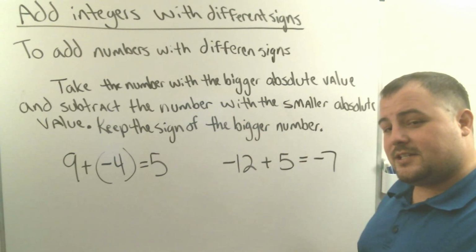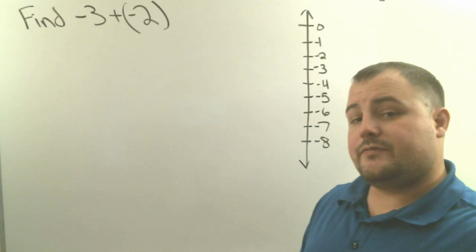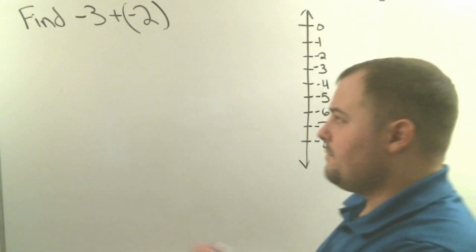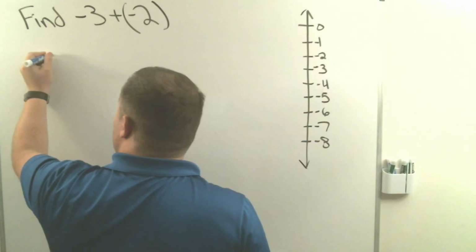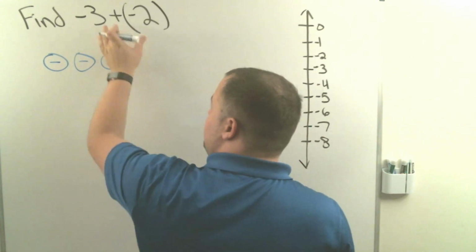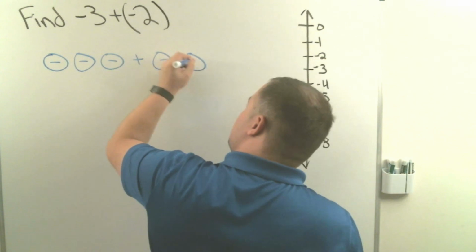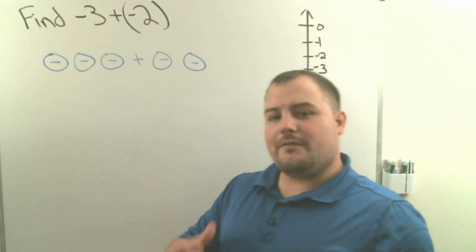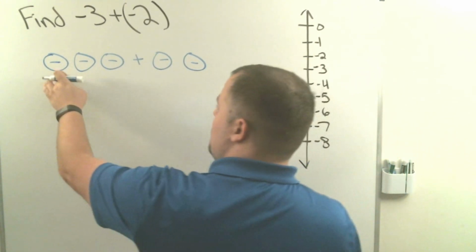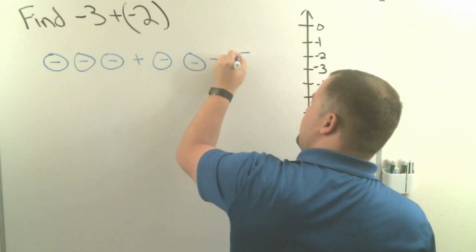Let's go ahead and practice in today's lesson. In our first example, we're going to be taking negative 3 and adding negative 2. The first thing we could do is we could actually draw a picture of what this might look like. So if I had negative 3, what I could do is I could draw 3 negative counters. So I have 3 negatives, and I'm going to add 2 more negatives. So I'm going to add 1, 2 negatives. So if I have 3 negatives and I add 2 more negatives, I have a total of 5 negatives. 1, 2, 3, 4, 5. So this would actually equal negative 5.